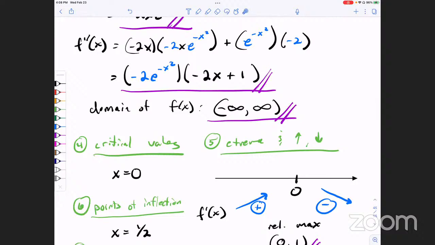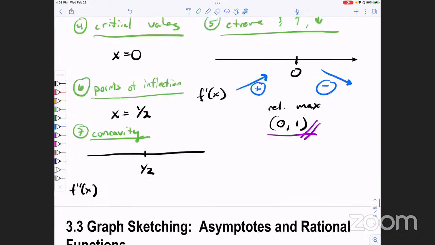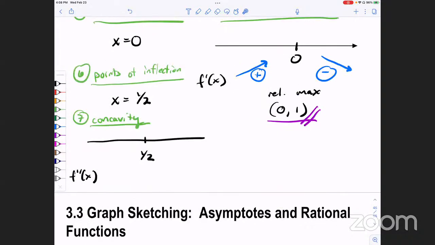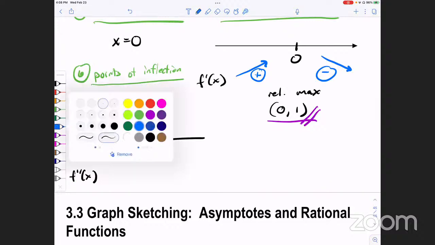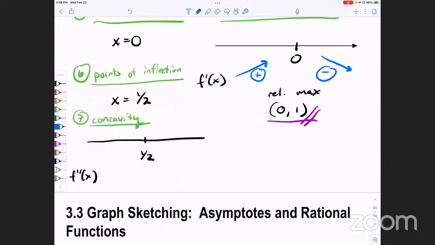e to the 0 is 1. So this term is negative. And then this is positive. A negative times a positive is negative, right? So on the left-hand side of 1/2, we got that the concavity was negative. So that means our original graph is concave down.